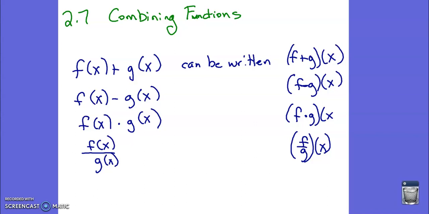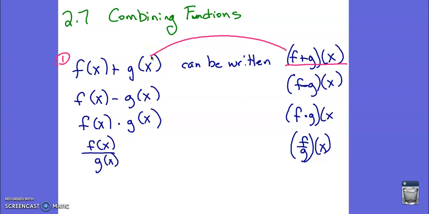This is 2.7, combining functions together, and we're going to learn different ways to combine together f of x and g of x. So let's look at them. Here, the very first one, f of x plus g of x. If I just wanted to add these two functions, a short way to write it is f plus g, and then of x. It means the exact same thing as f of x plus g of x.